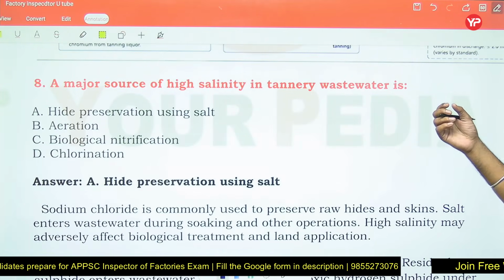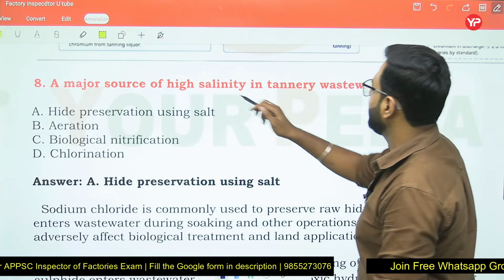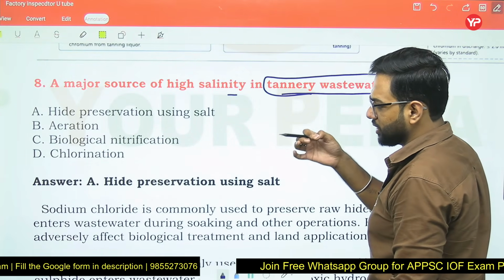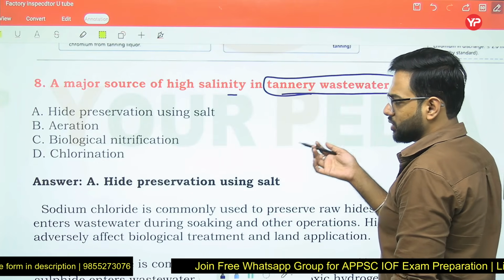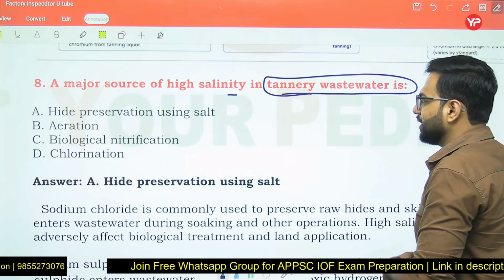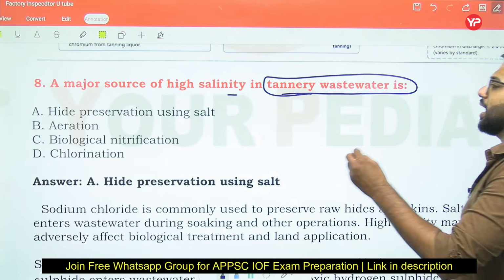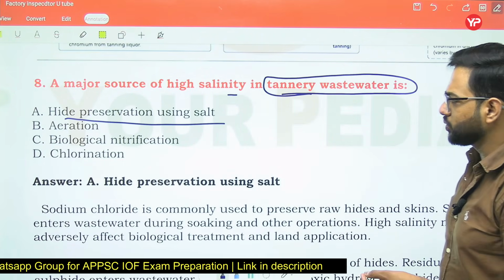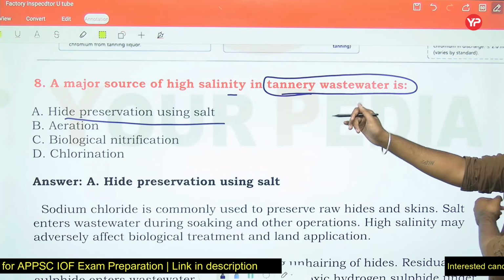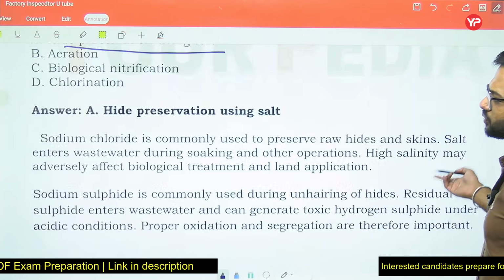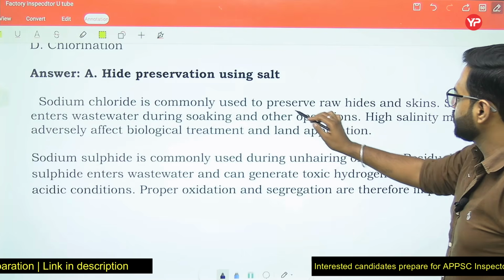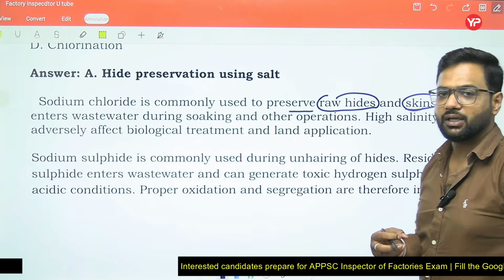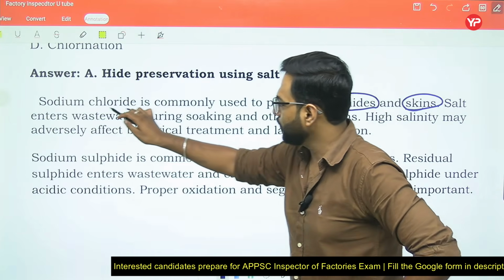What is the major source of high salinity in tannery wastewater? In tannery wastewater the salt concentration is high, but what is the major source? The question is asking for the major source of high salinity. The major source of high salinity is hide preservation using salts. So that's why the tannery wastewater consists of a high amount of salts. Sodium chloride is commonly used to preserve raw hides and skins. So if we want to preserve the hides and skins, generally sodium chloride is used.